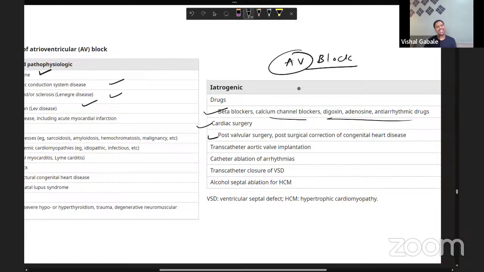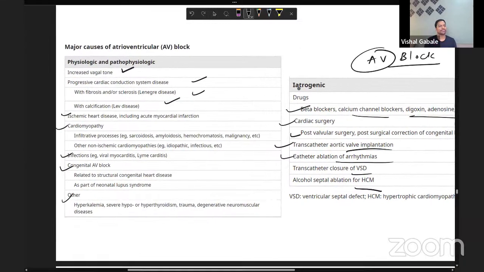Then cardiac surgery, any sort of cardiac surgery itself, even transcatheter aortic valve implantation, that is your TAVI, or catheter ablation of the arrhythmias, or VSD closure, HCM surgery, any type of cardiac surgery itself can cause your heart block. Okay, so not only beta blocker, calcium channel blocker, digoxin, adenosine, or antiarrhythmic agents, all types of cardiac surgery can also cause bradycardia or AV block.